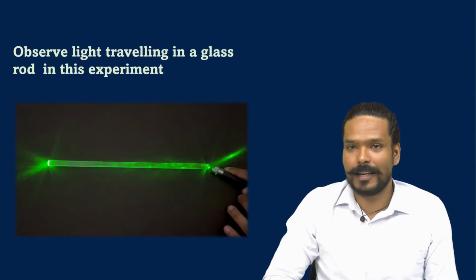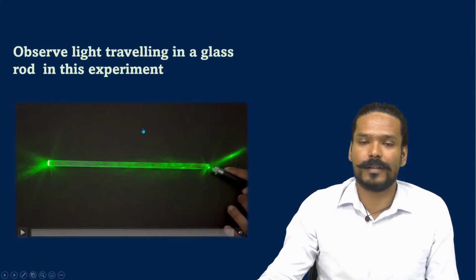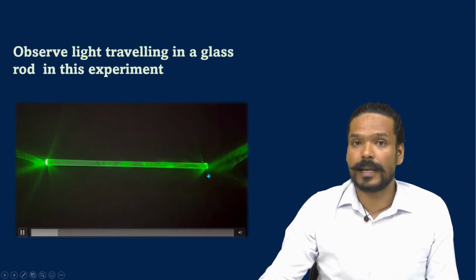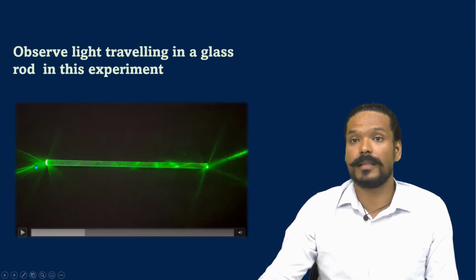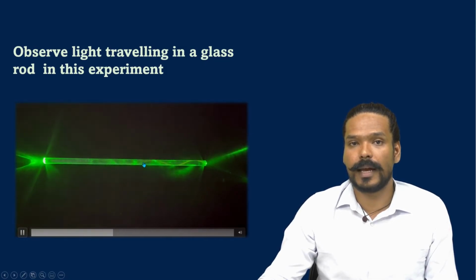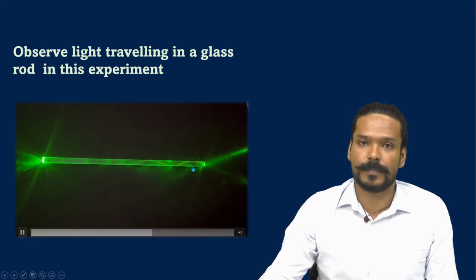Now we can see this in action. Observe the light traveling in the glass here. You can see that the light is actually pointed at an angle at this face, right? But you can clearly see that the light is coming out from the other end of the tube. And also, if you observe the inside, you can see that the light is getting totally internally reflected multiple times here. It is actually trapped within this tube.